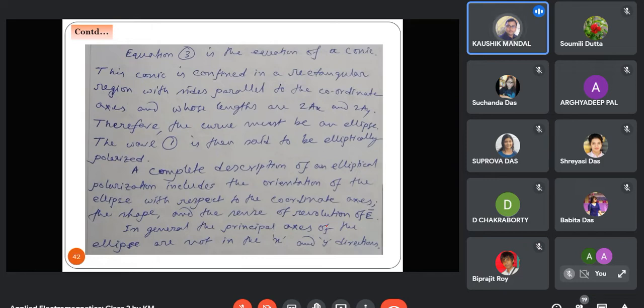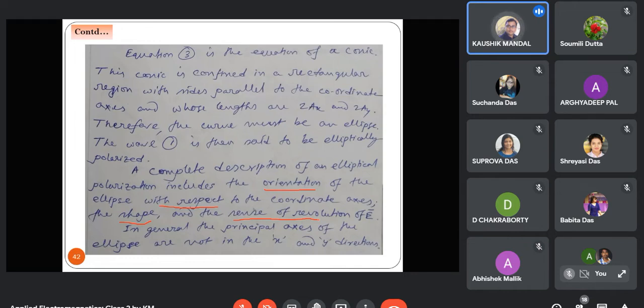So to describe an elliptically polarized electromagnetic wave, what we need is the orientation of the ellipse with respect to the coordinate system. Then we need the shape of the corresponding ellipse, and also we need to know the sense of rotation. These three parameters are required for the complete description of elliptical polarization.